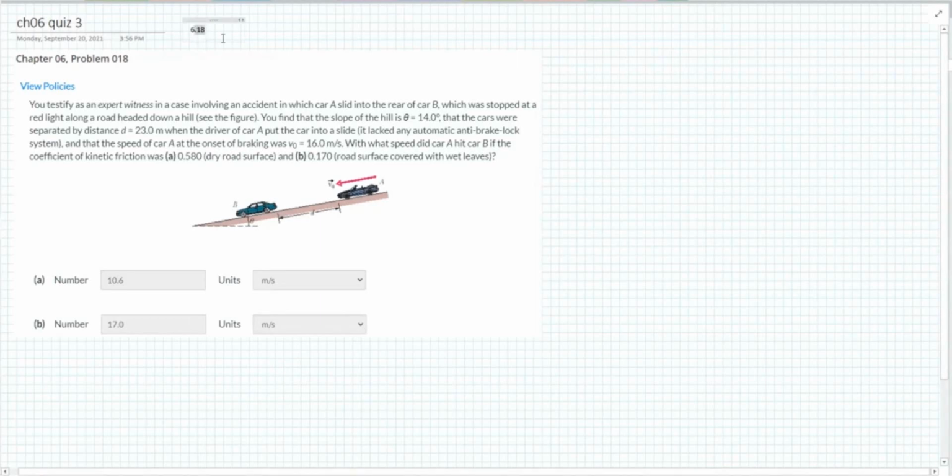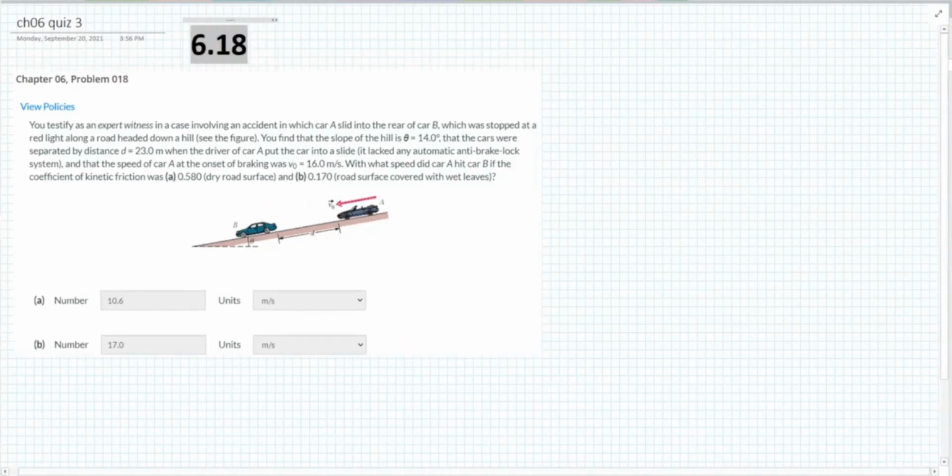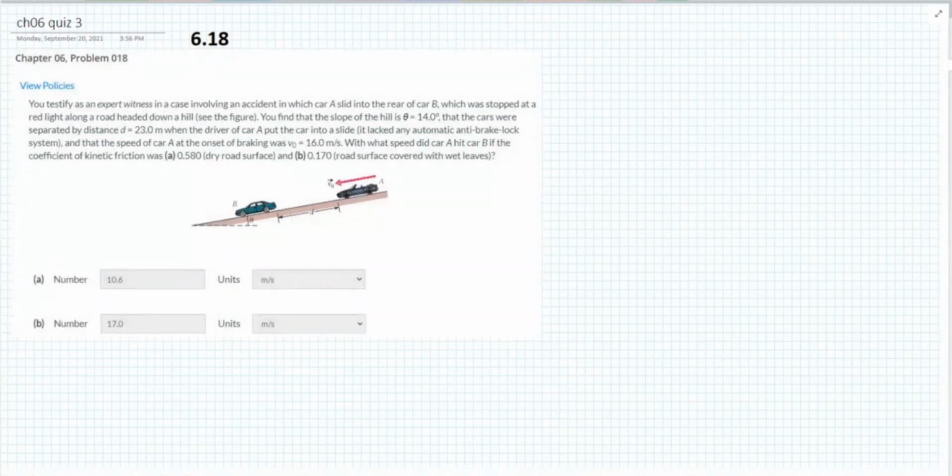You testify as an expert witness because once you've taken Physics 211, you qualify to be an expert witness at many trials. And your job is to find the impact speed. So let me read through this. You testify as an expert witness involving an accident in which car A, which for me looks blue. So car A is this blue car. This blue car is cruising down a road.